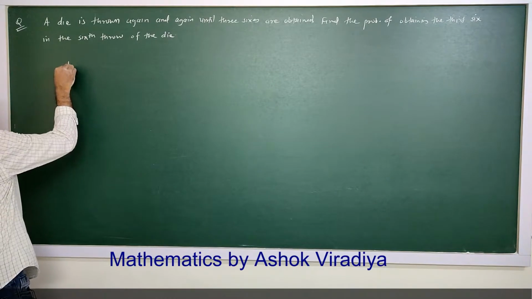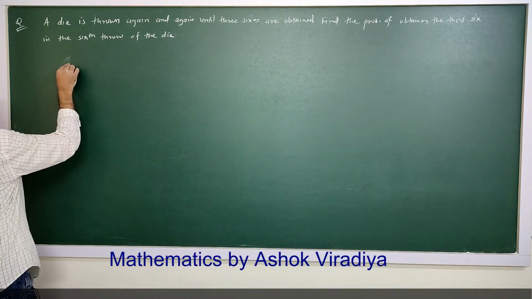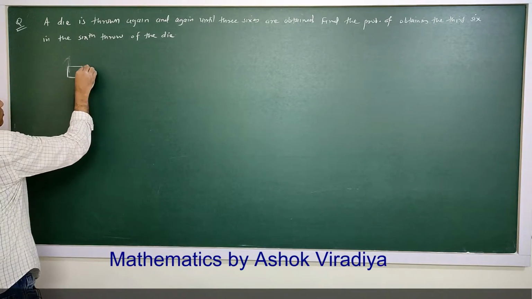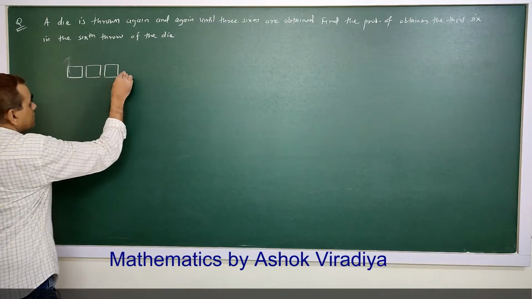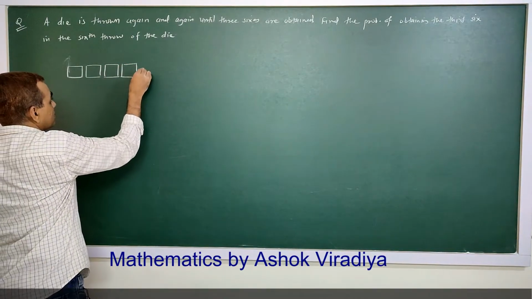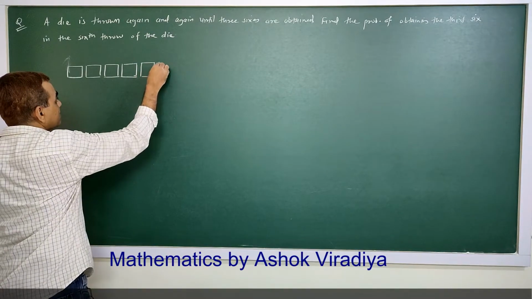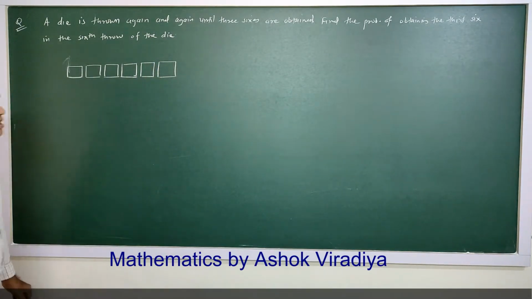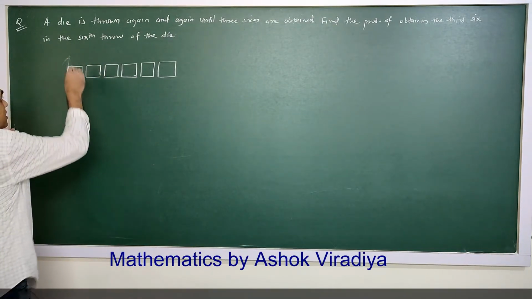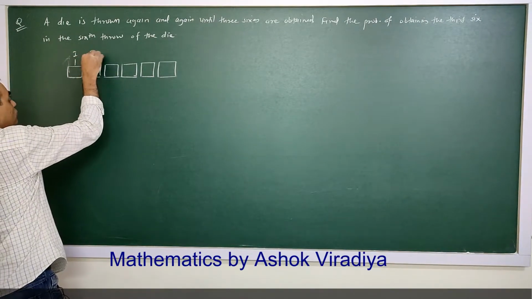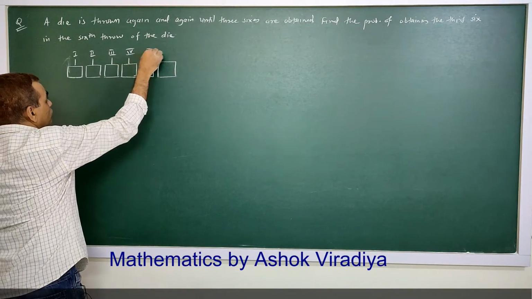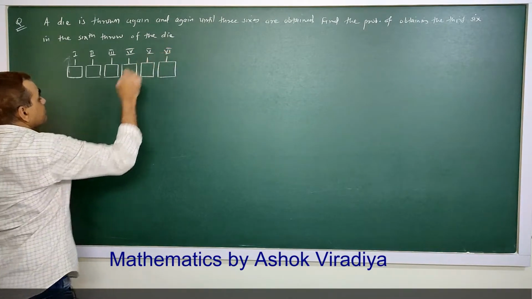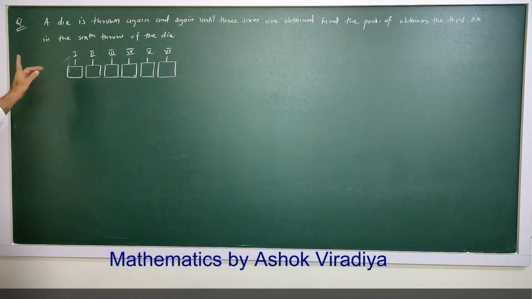Say like this. Here suppose this is first throw, this is second throw. Here I will put outcomes. Third throw, fourth, fifth, and we need third 6 in the 6th throw. So 1, 2, 3. This is first throw, second throw, third throw, fourth throw, fifth throw, and this is the 6th throw. Third 6 we want in 6th throw.